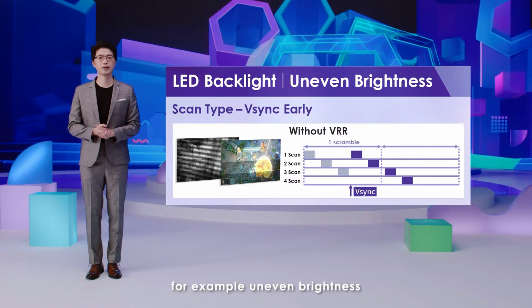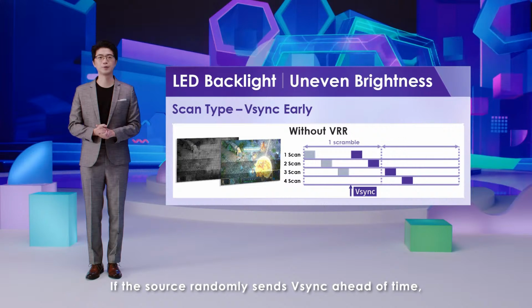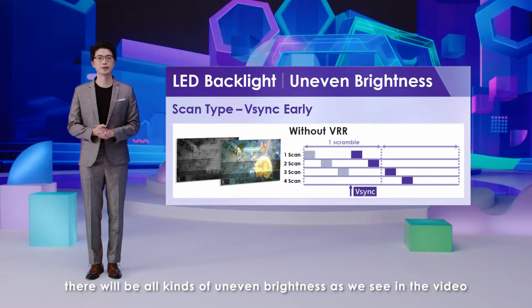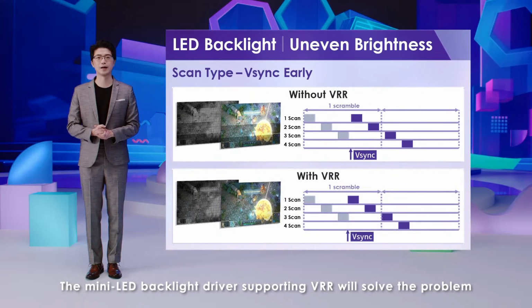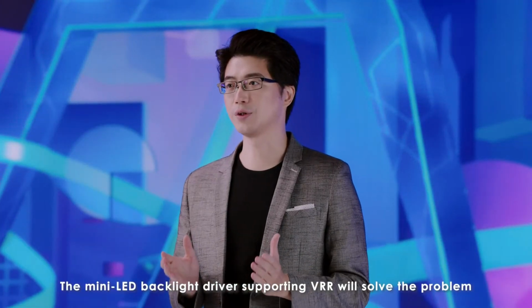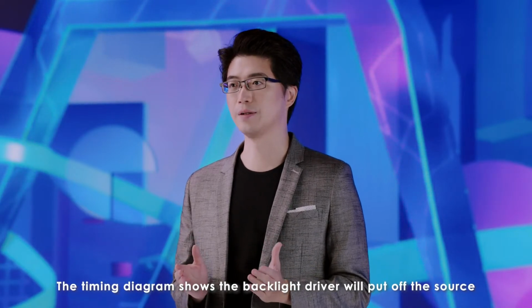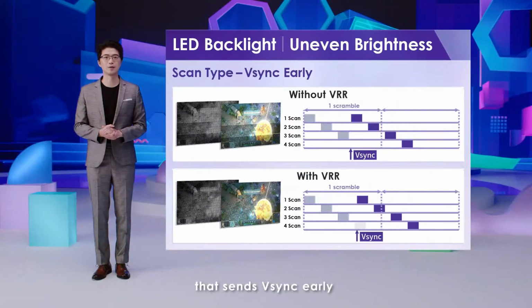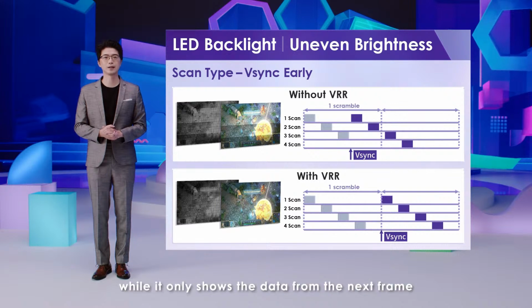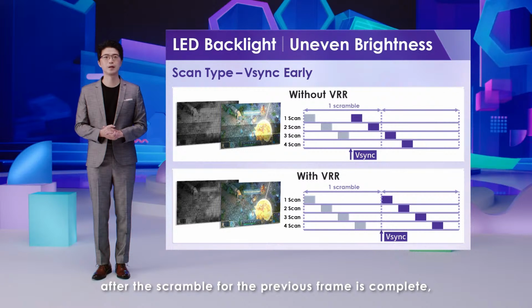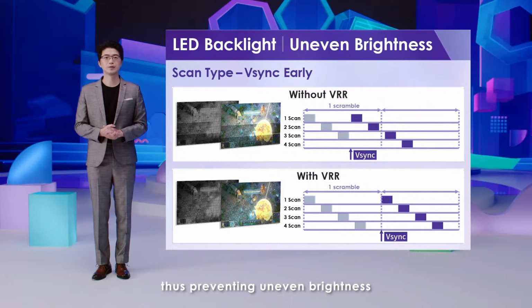For example, uneven brightness. If the source randomly sends V-Sync ahead of time, there will be all kinds of uneven brightness, as we see in the video. The mini LED backlight driver supporting VRR will solve the problem. The timing diagram shows the backlight driver will put off the source that sends V-Sync early, while it only shows the data from the next frame after the scan for the previous frame is complete, thus preventing uneven brightness.